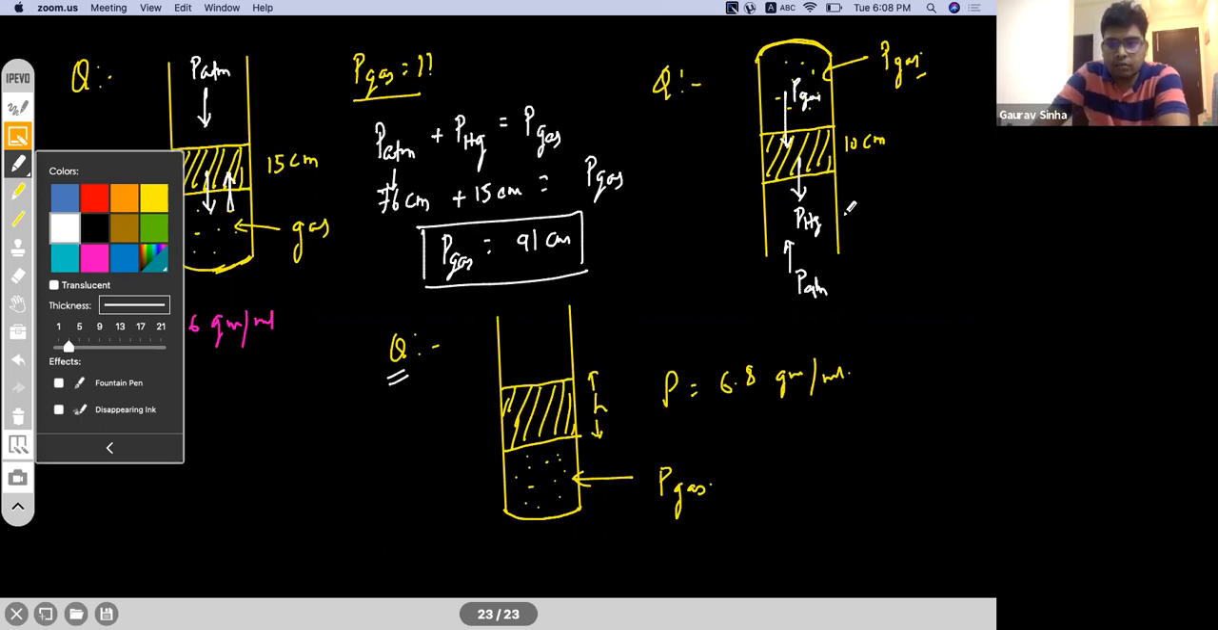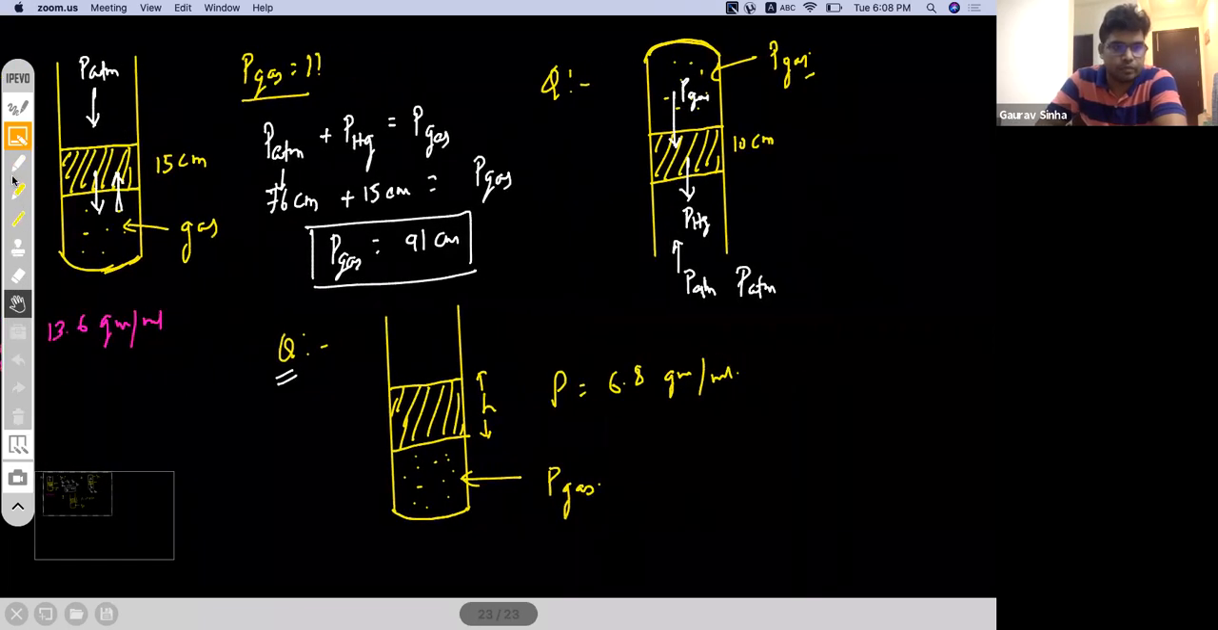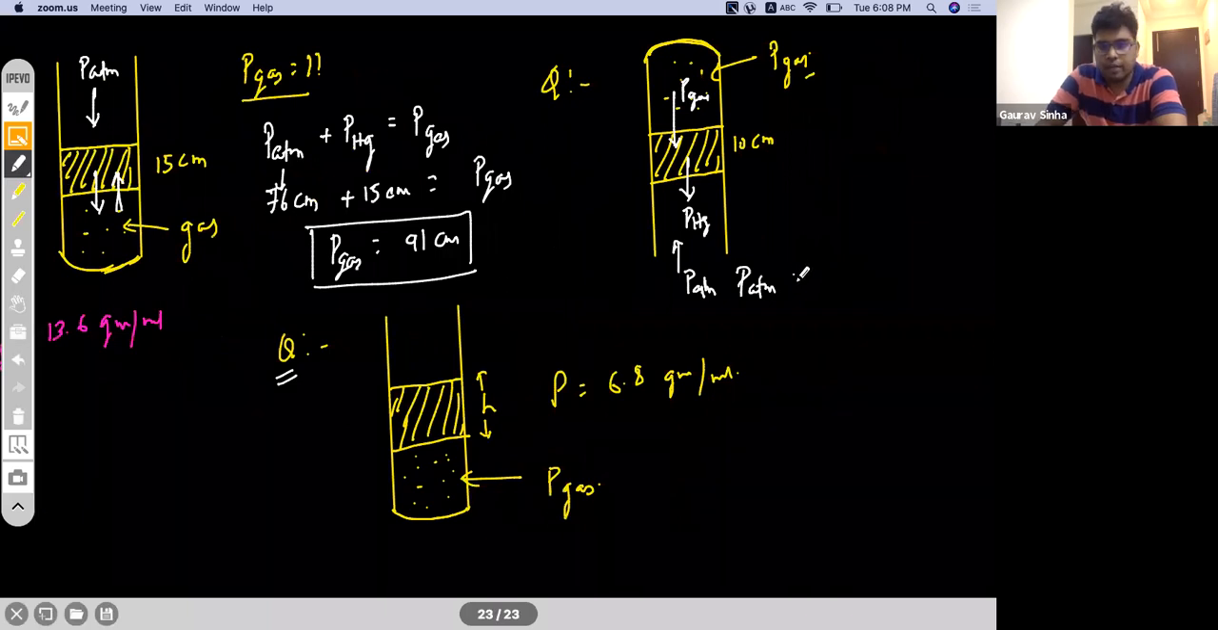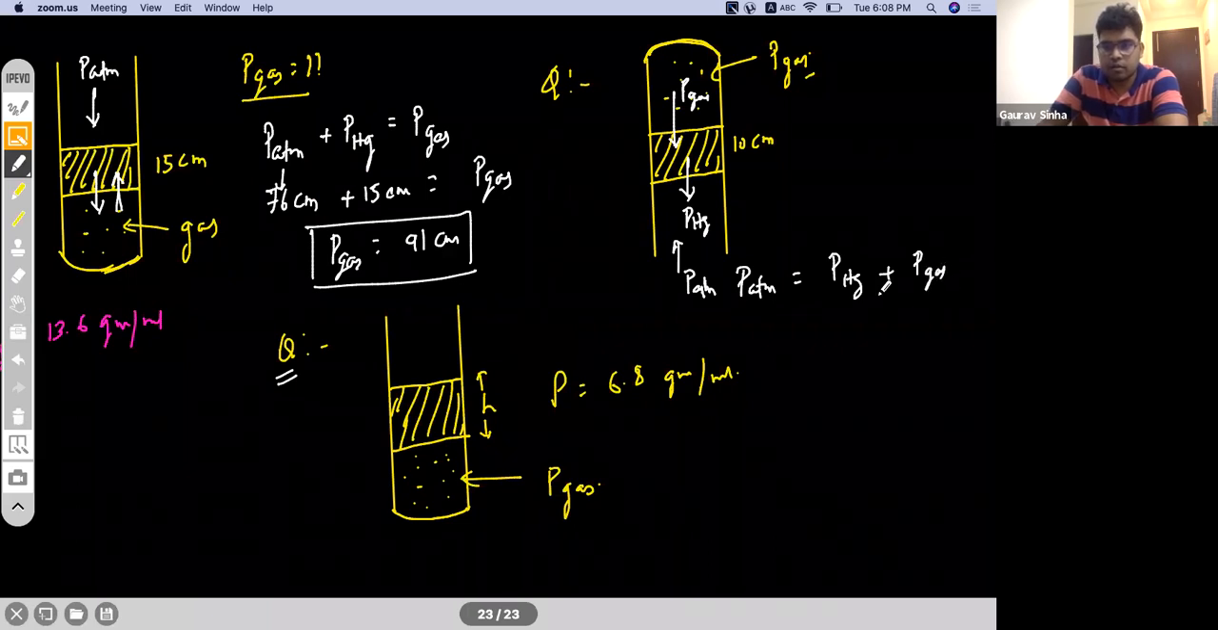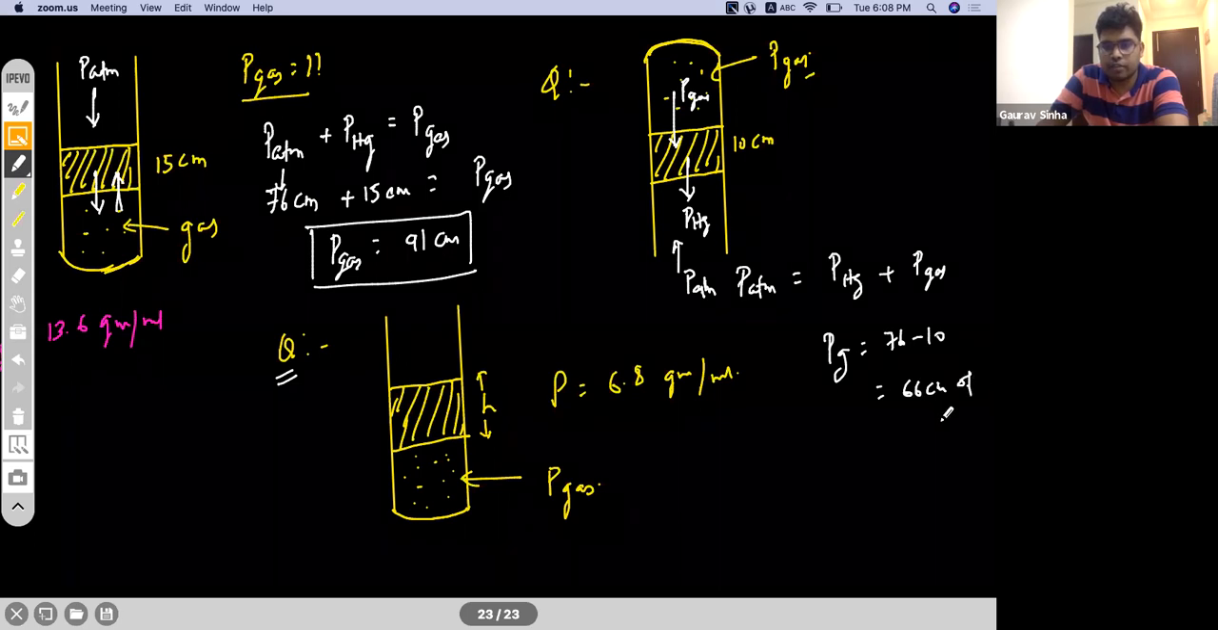So we'll write down the relation here. P atmospheric equals P HG plus P of gas. So P of gas equals 76 minus 10, which is 66 centimeter of HG.